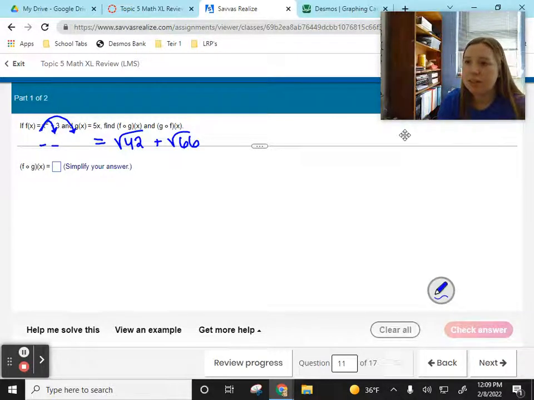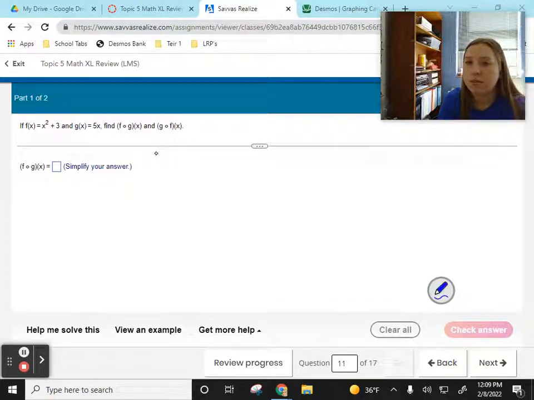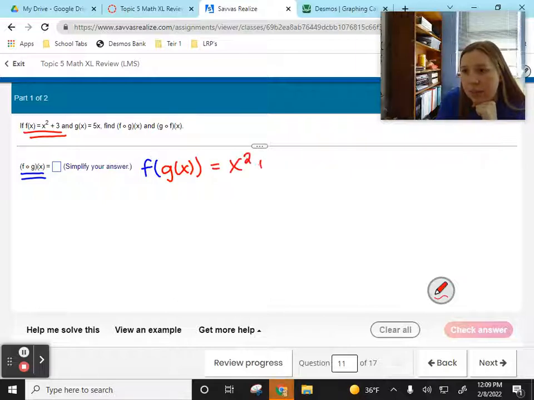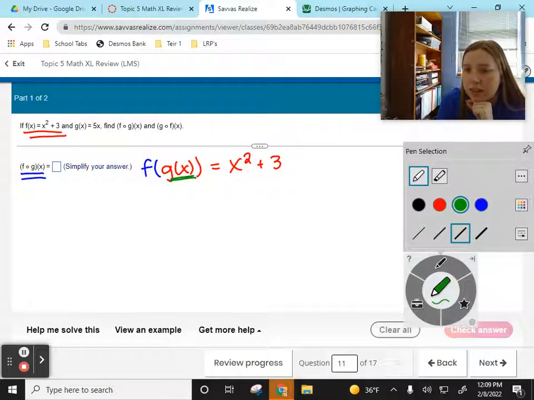Number 11, these are my favorite questions. We are finding the composition of our functions. Notice our notation here that says f of g of x. We're finding f of g of x. So that means we're starting with our f of x function, x squared plus 3. But wherever we see an x, we are going to replace it with g of x. So this x gets replaced with all of my g of x function.